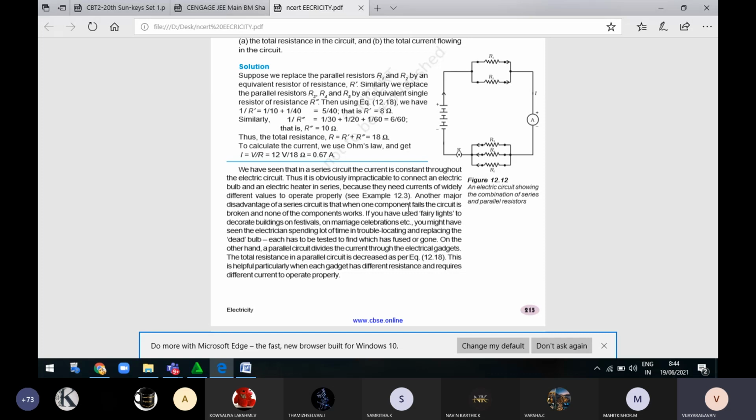Thus it is obviously impracticable to connect an electrical bulb and an electrical gadget in a series circuit, because they need currents of very different values to operate properly. So that is what I said.